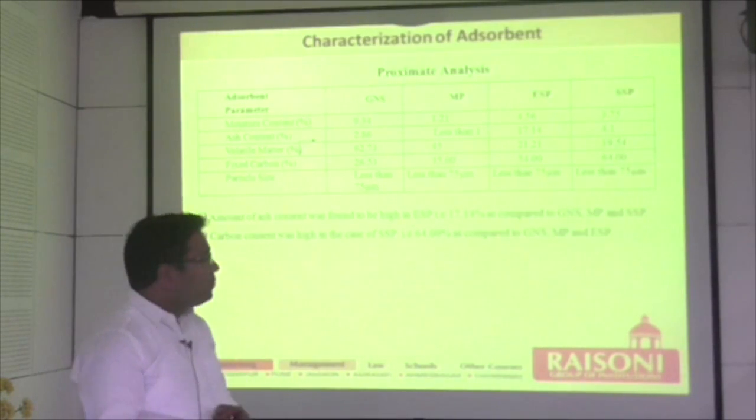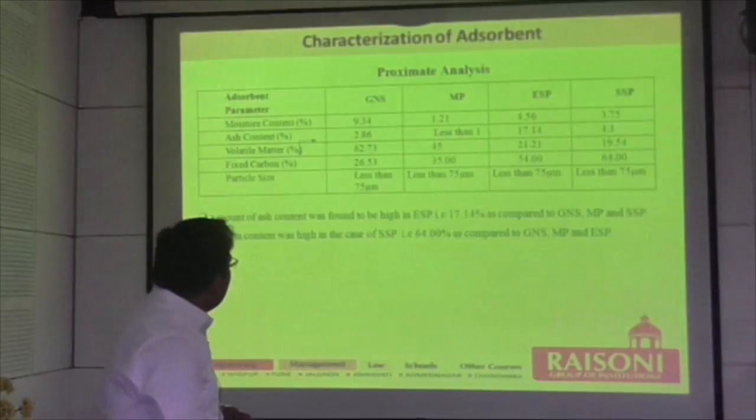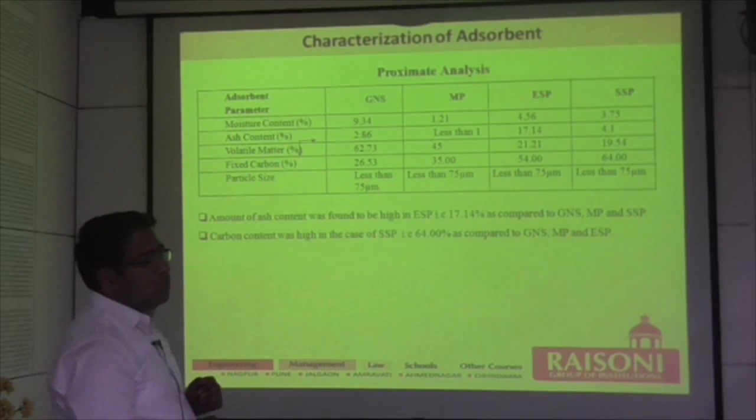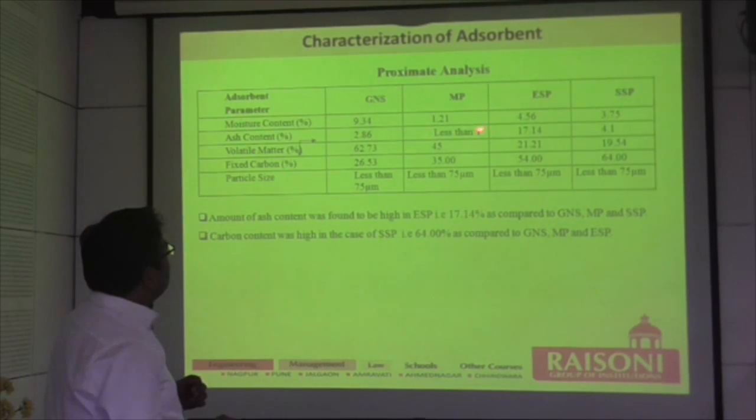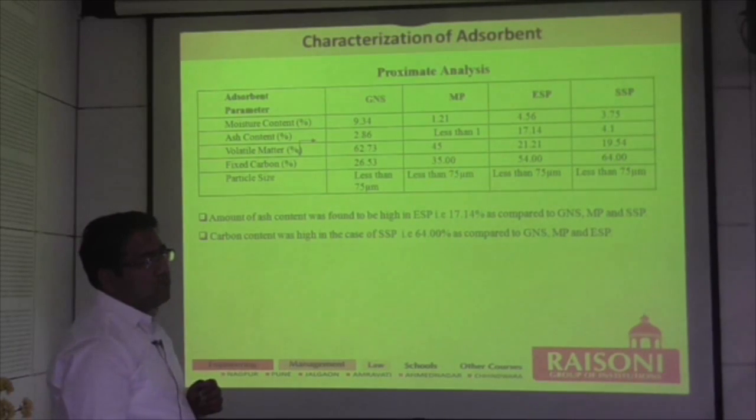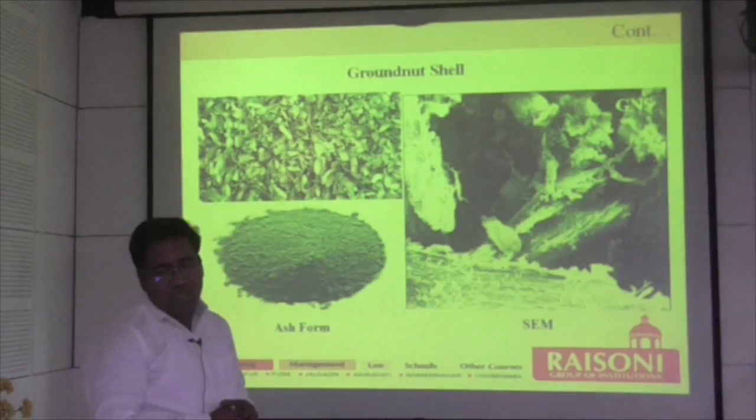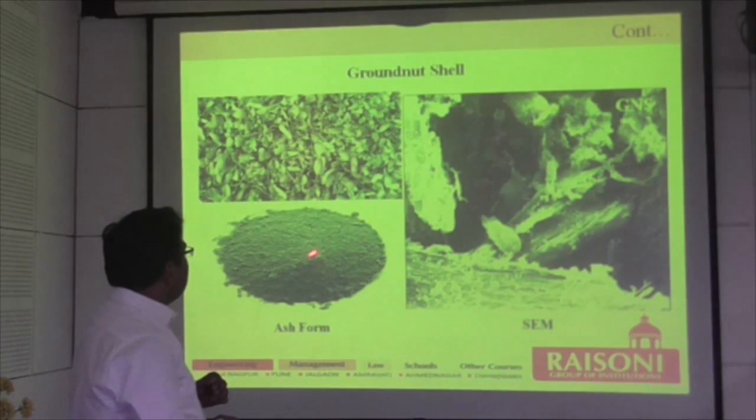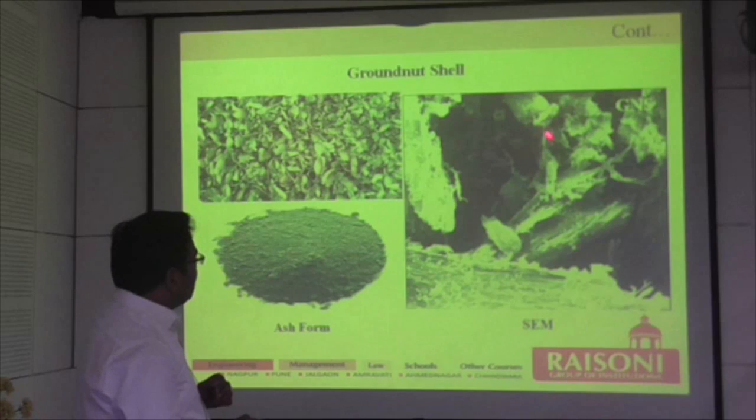In the present study, initially characterization of the adsorbent is done. Under proximate analysis, moisture content, ash content, volatile matter, fixed carbon, and particle size are determined. We can see the ash content is very high in eggshell powder, fixed carbon is very high in seashell powder, and all the materials are less than 75 micron sieve size. Then this is groundnut shell, we can say this is a raw material. Then this is in ash form after the oven. And this is the SEM analysis. These black spots show the pores available on the material, and this shows that this is a fibrous material.